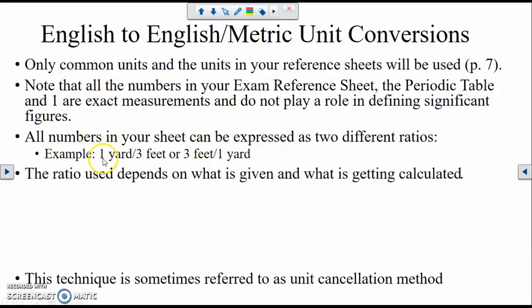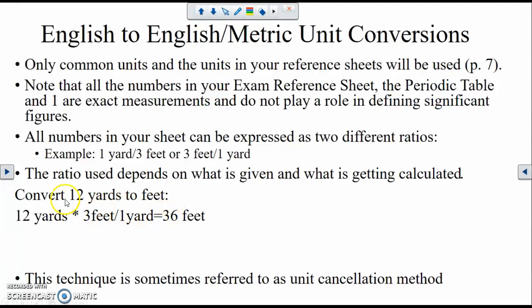Now, why do we need to express this as two different ratios? Because the ratio that we use is dependent upon what is getting calculated. So a couple of examples are appearing shortly. Here, it says convert 12 yards to feet. And we're using these two ratios here. The way that you decide which ratio to use is you need to use the ratio in which the given unit, yards, is on the denominator, and the unit that you need, feet, is on top.